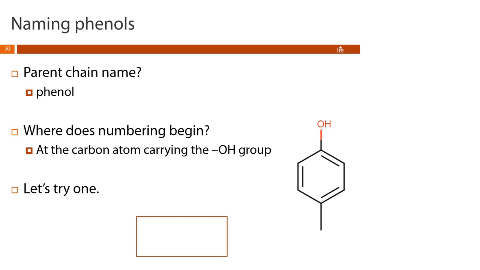Okay, so let's start by numbering our chain, and we have to start with the hydroxy carrying carbon. So it looks like we have a methyl group attached at position 4. So that means the full IUPAC name for this molecule would be 4-methylphenol.